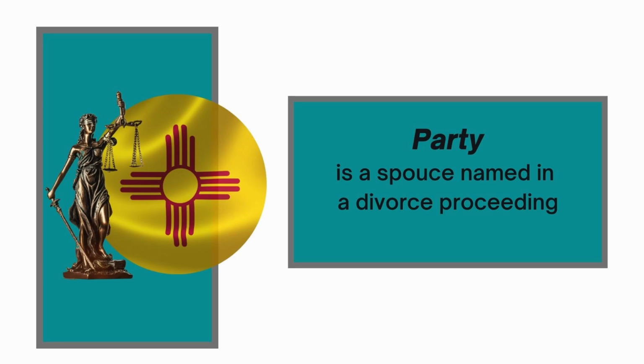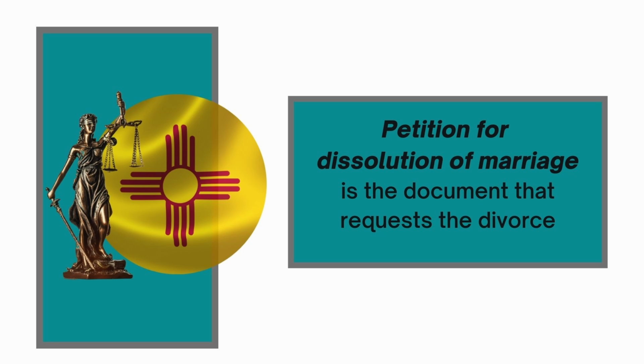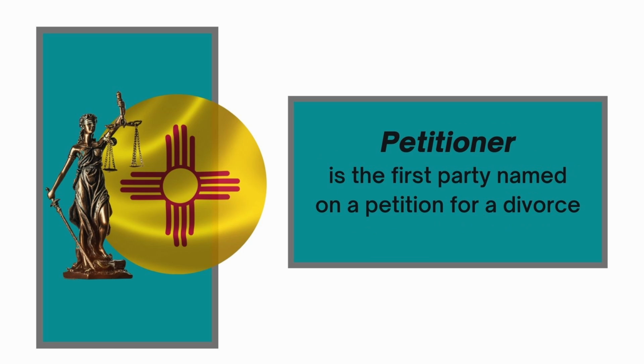It's important to know terms that are on the forms or that relate to the divorce process. To start, a party is a spouse named in a divorce proceeding. A petition for dissolution of marriage is the document that requests the divorce. A petitioner is the first party named on a petition for a divorce.